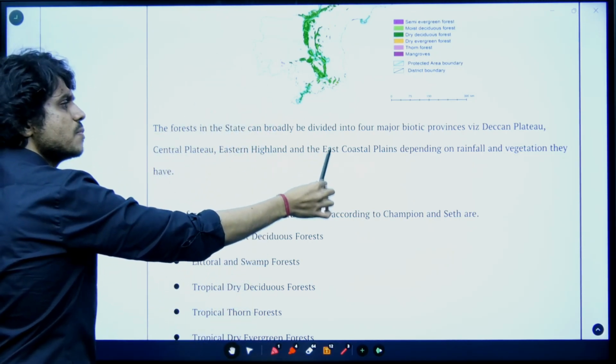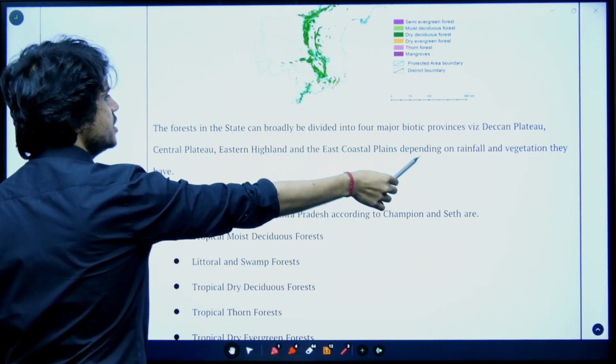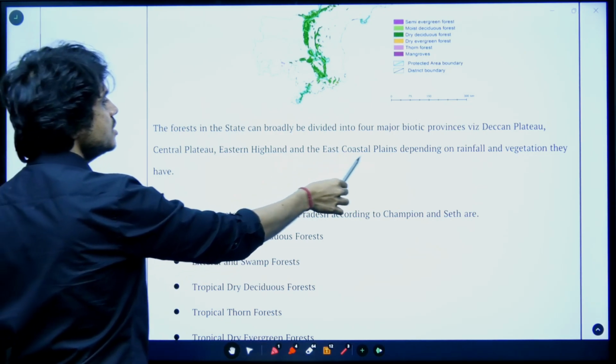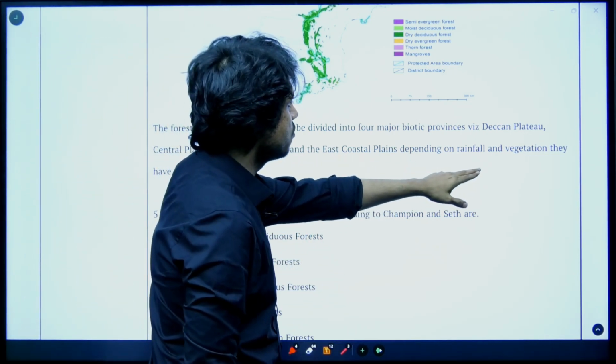But let's use the statement that was used in the government documents. So we can say the Deccan Plateau, Central Plateau, Eastern Highlands, and the Eastern Coastal Plains, and these areas depend upon the rainfall.